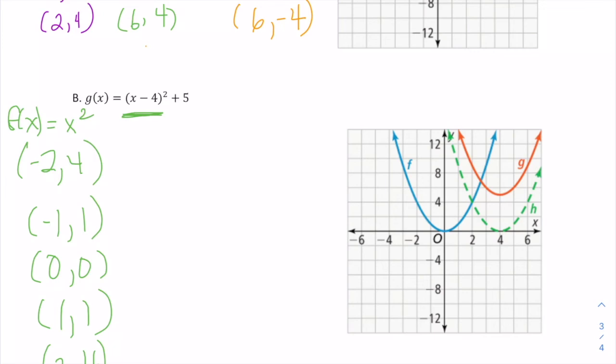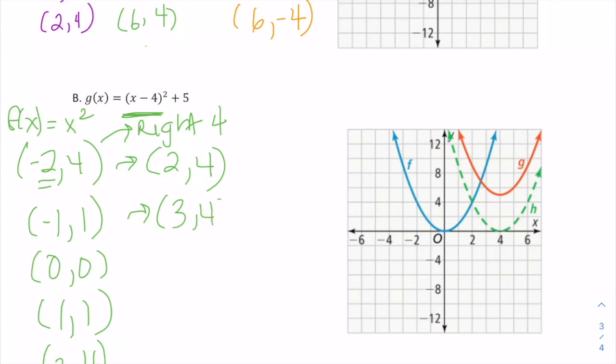So we're going to have that shift to the right 4. So we're going to add 4 to the x. So this is going to become 2, 4, 3, 1, 4, 0, 5, 1, and then 6, 4. Okay, and you can kind of see here's 6, 4, 2, 4, 4, 0. Okay, and then for the next step, we're going to add 5 to the y.